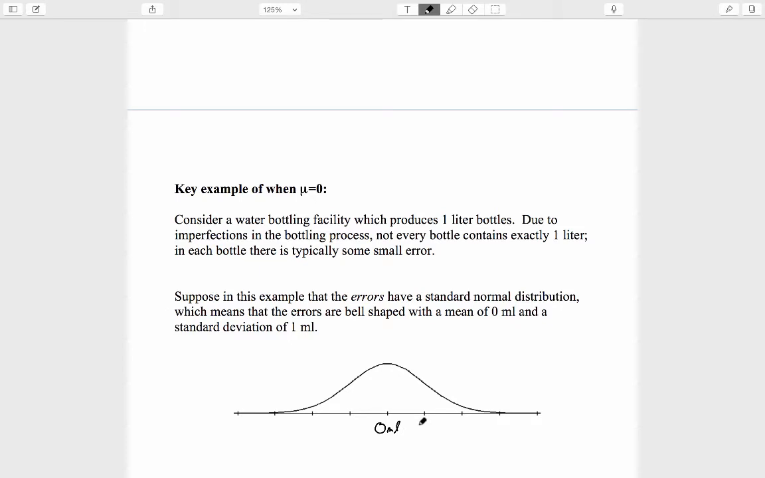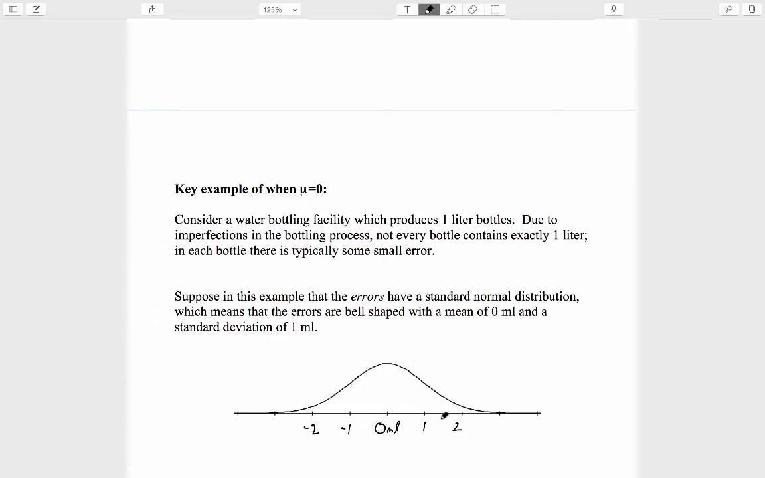So in our picture this is 0 milliliters, and a standard deviation of 1 milliliter. So this is 1 milliliter, 2 milliliters, -1, -2. That means that for a bottle of water to be 1 standard deviation below the mean, it is underfilled by 1 milliliter. To be 2 standard deviations above the mean means that it is overfilled by 2 standard deviations. So you can see how it would make sense that the average error would be 0.